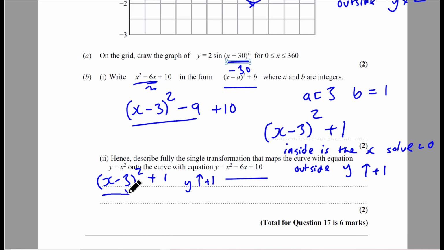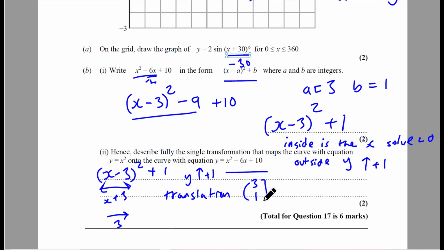We solve this to make this 0. So x, it's got to be plus 3. So it's going to go to the right 3 and up 1. So it's going to be a translation by the vector 3, 1. That's how we write translations, by vectors, and it has to be written in that form.